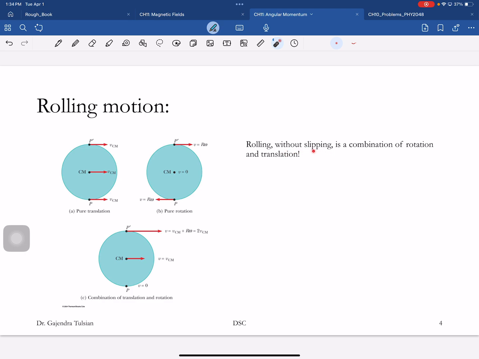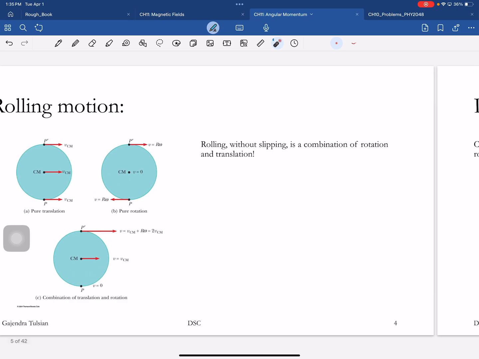All right, rolling motion without slipping is a combination of rotation and translation. So here is pure translation. In pure translation, every point is going at the same velocity. Here is pure rotation. In pure rotation, points on opposite ends have opposite velocities. Now let's combine these two. This velocity plus that velocity is that velocity. This plus that is that. This plus this is that. So when a wheel is rolling without slipping, the point that is in contact with the ground is at rest momentarily. This one is moving at twice the velocity of the center of mass. So this is a snapshot. You can see that rolling motion is a combination of these two.